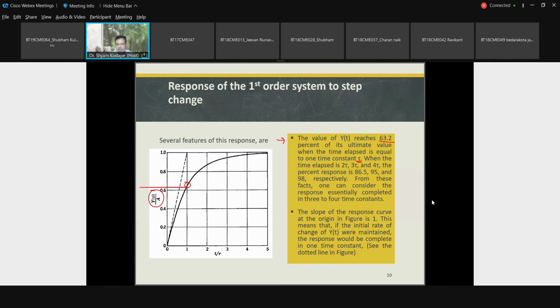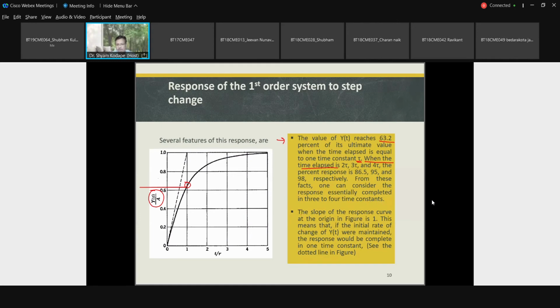Okay. So when the time elapsed is 2 tau, 3 tau, and 4 tau, the percent response is 86.5, 95, and 98% respectively. From these facts, one can consider the response essentially completed in 3 to 4 time constants. Okay, this is a general observation.